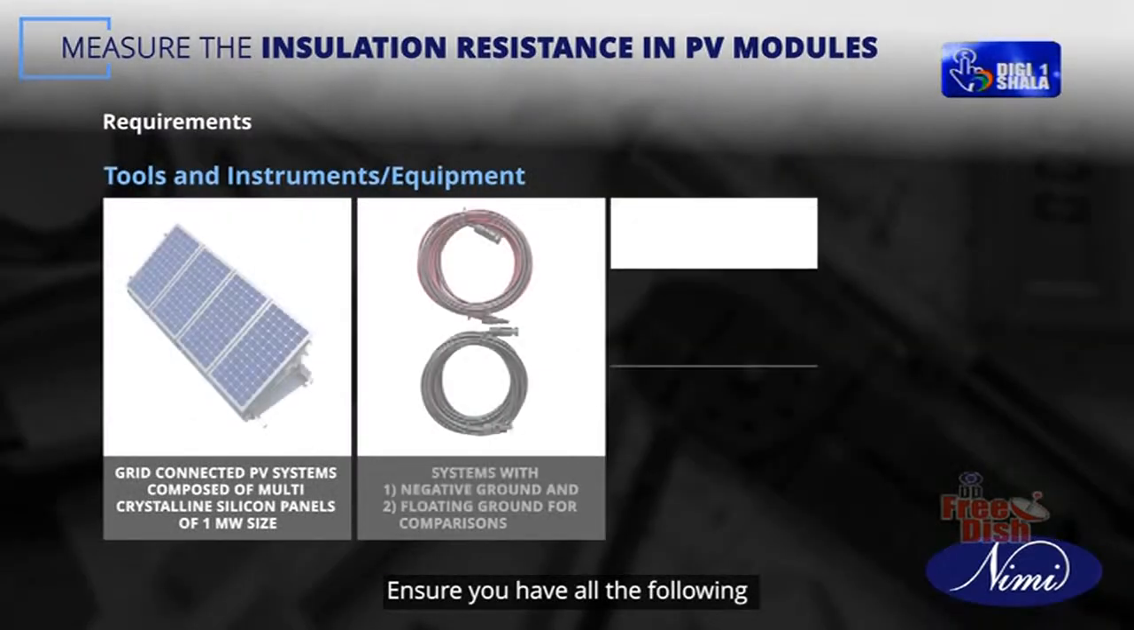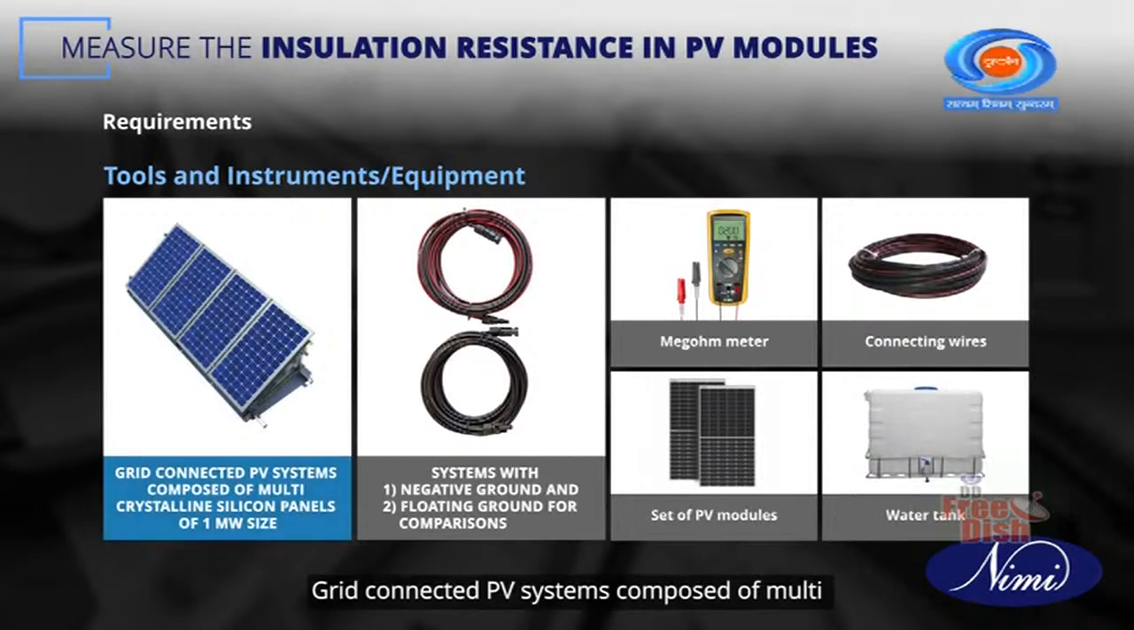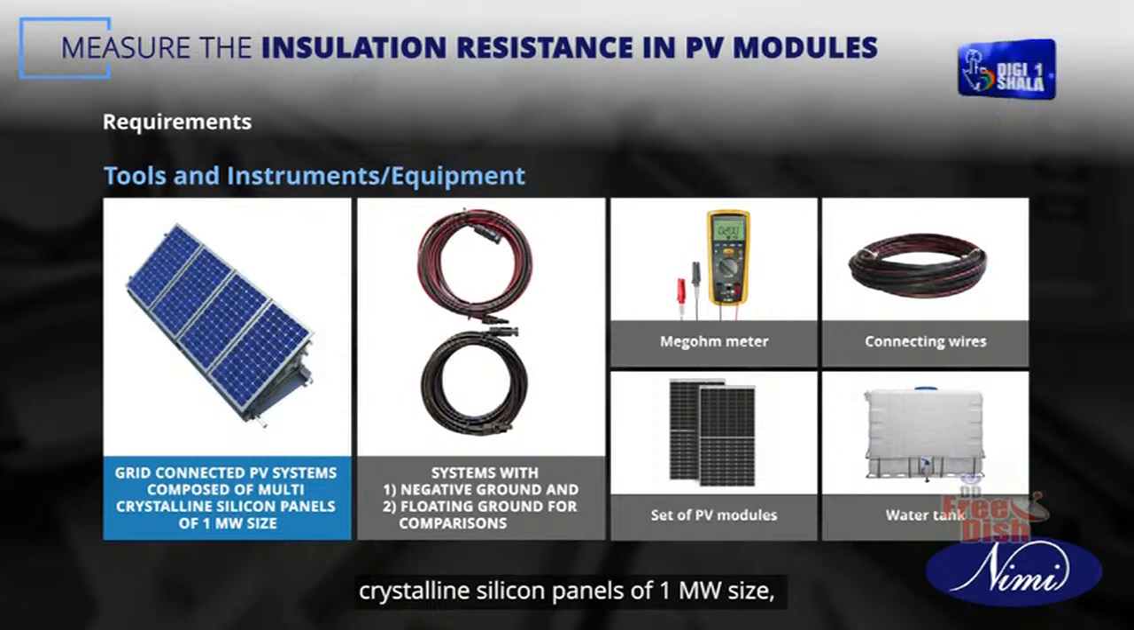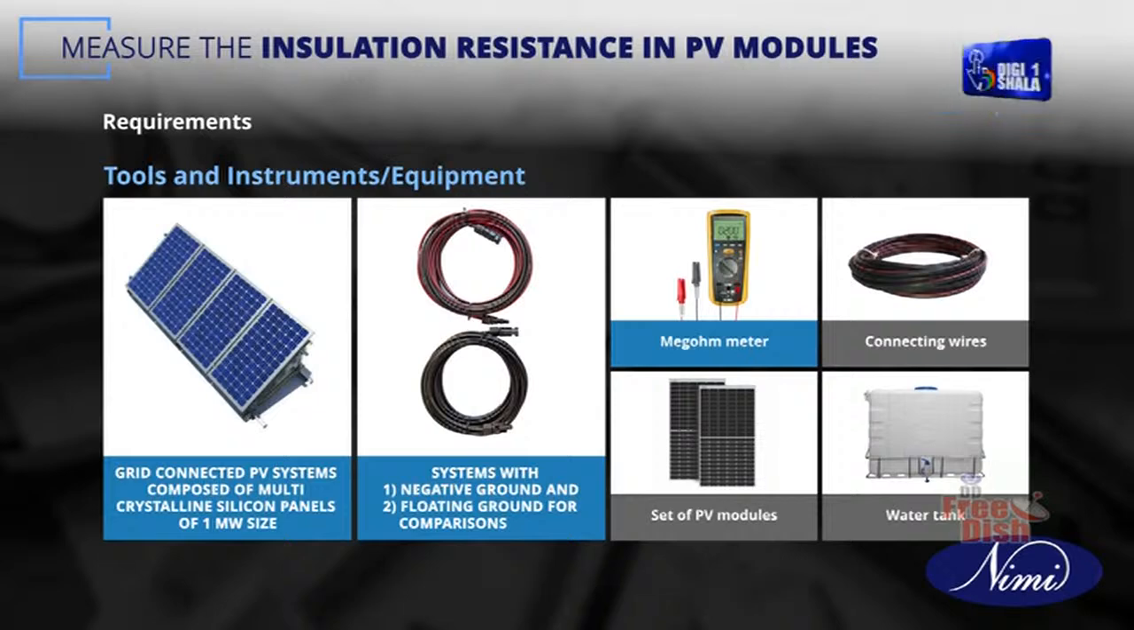Ensure you have all the following tools and equipment. Grid-connected PV systems composed of multi-crystalline silicon panels of 1 MW size. Systems with negative ground and floating ground for comparisons. Megger, connecting wires, set of PV modules and water tank.